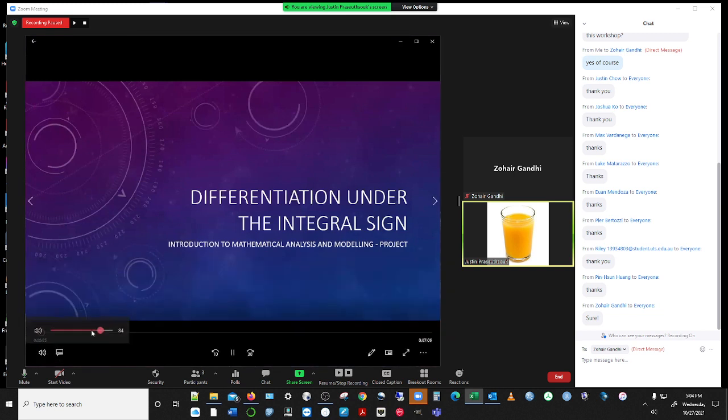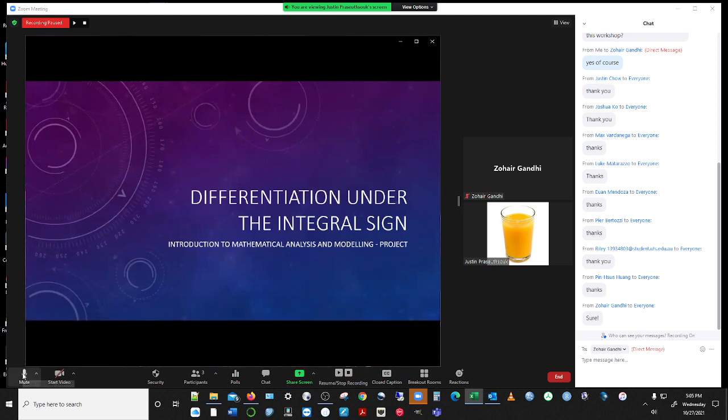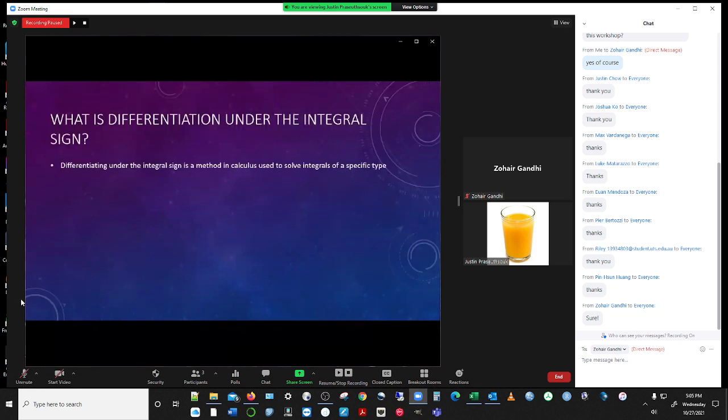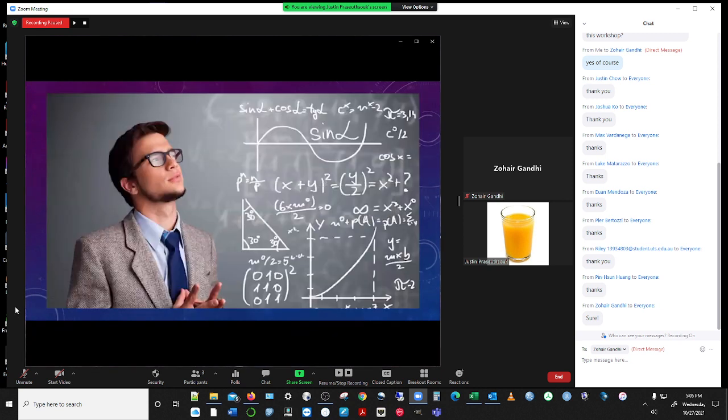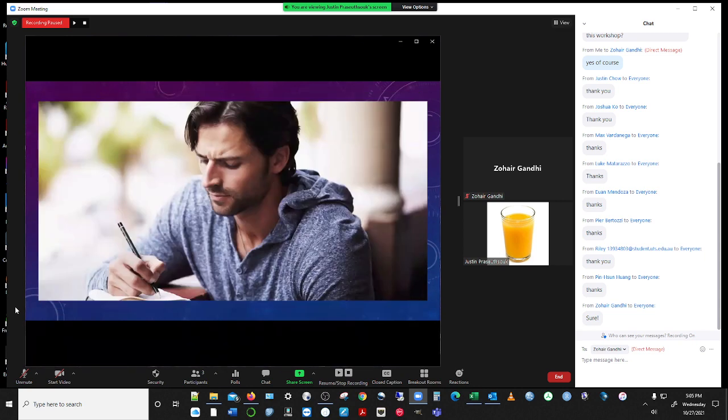More commonly known as the Leibniz integral rule, differentiating under the integral sign is a method of calculus used to solve integrals of a specific type. These integrals are usually more difficult and cannot be solved through standard elementary methods.